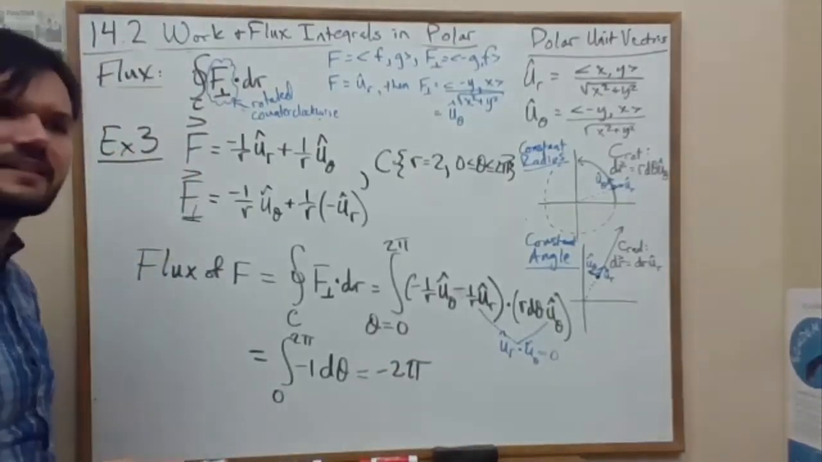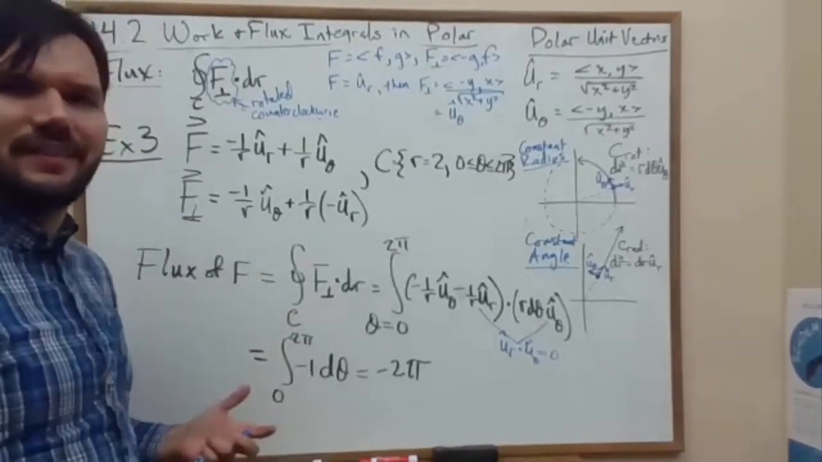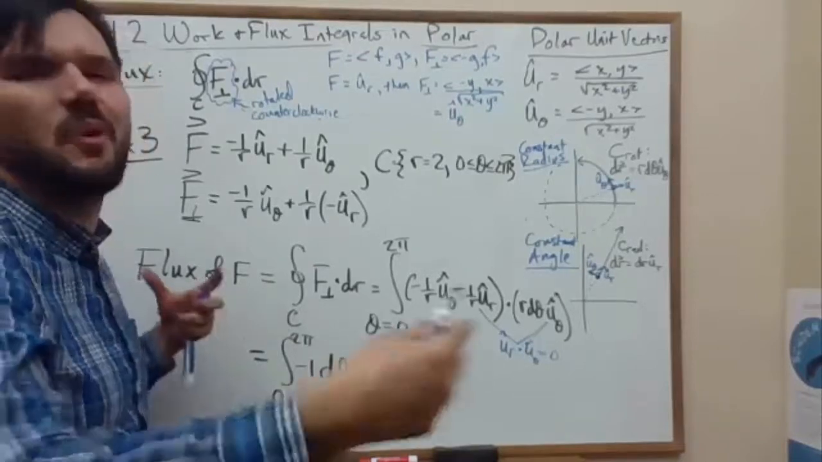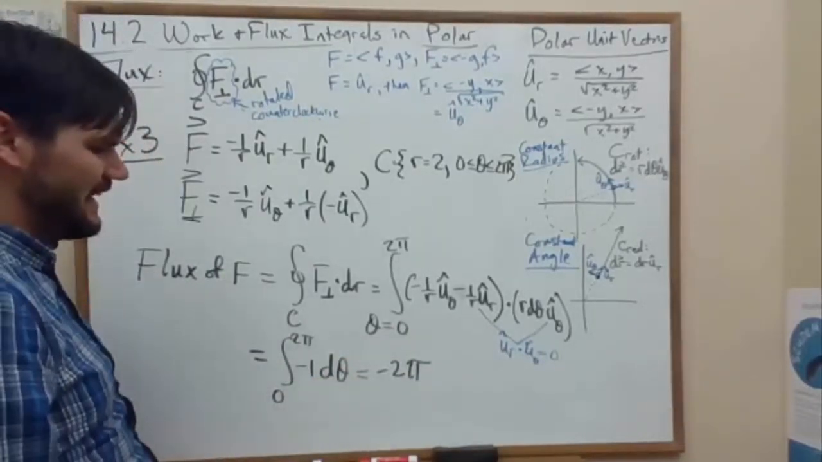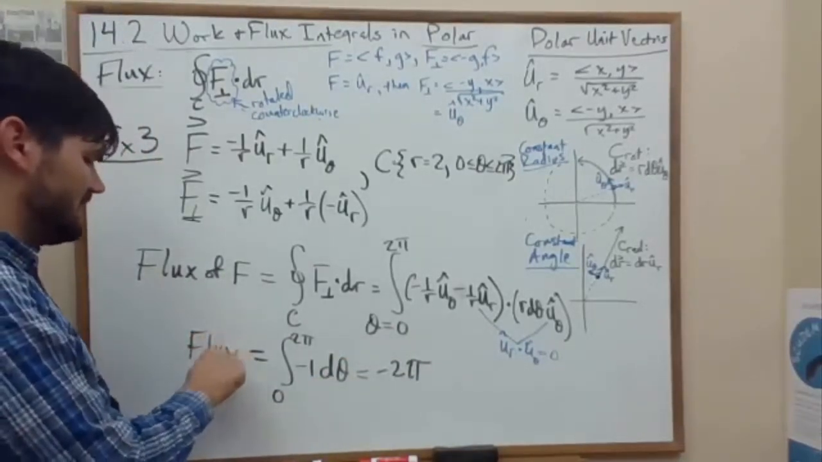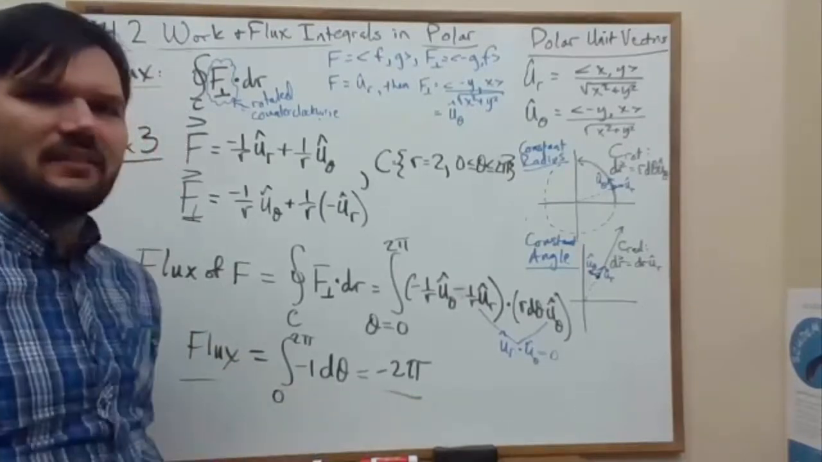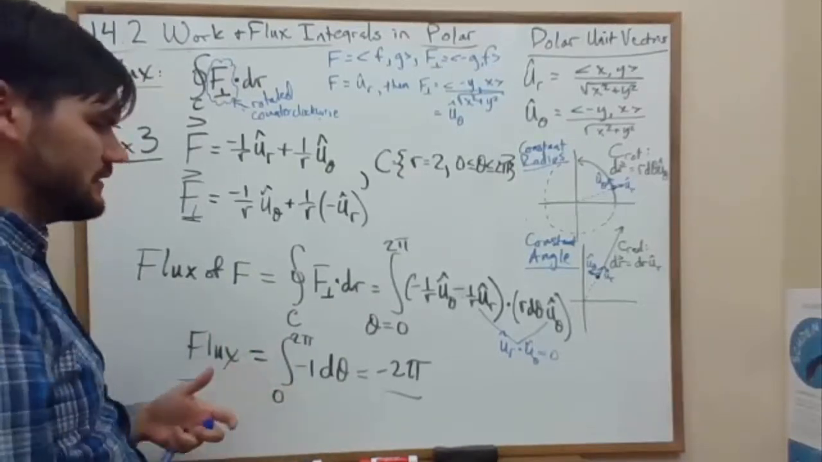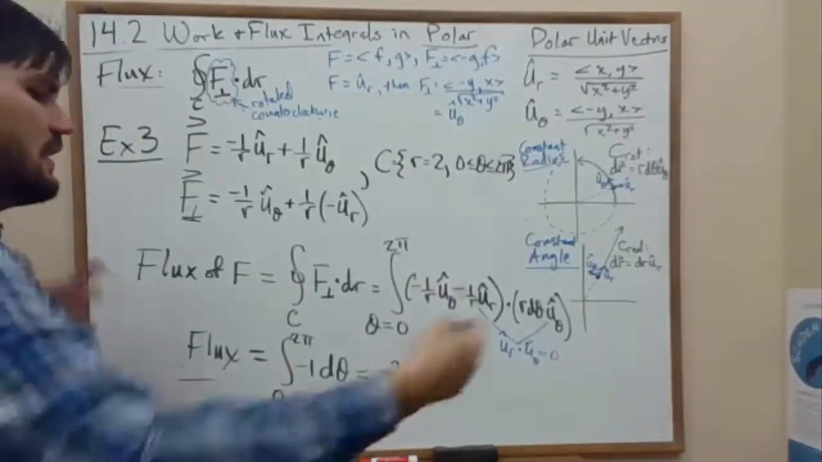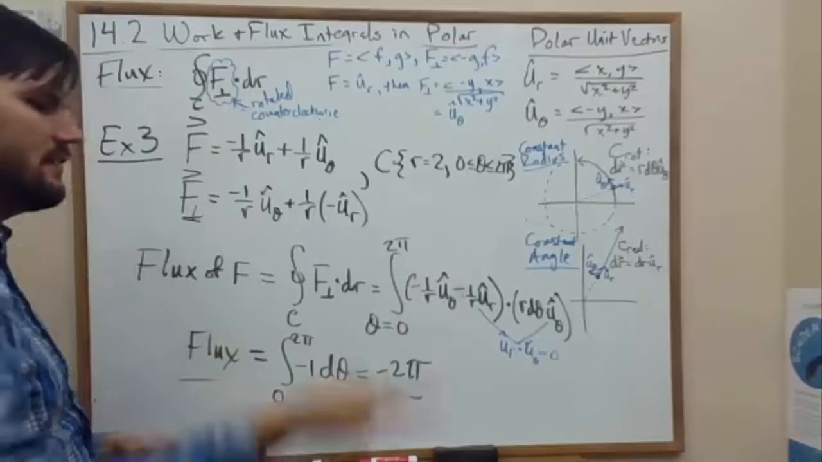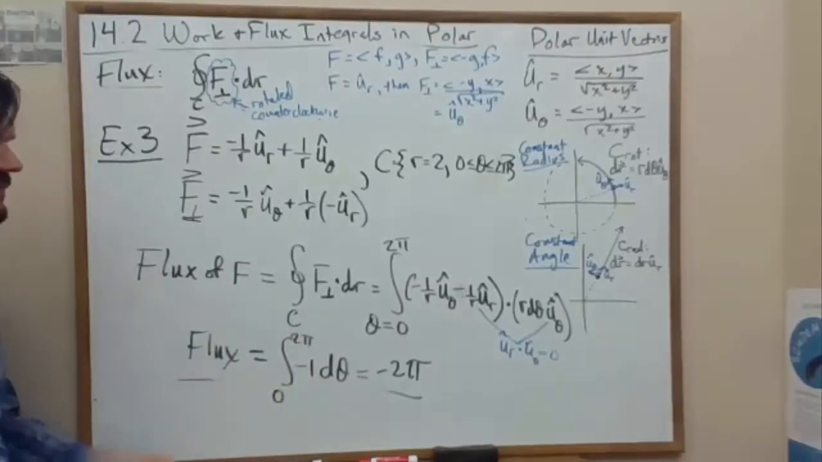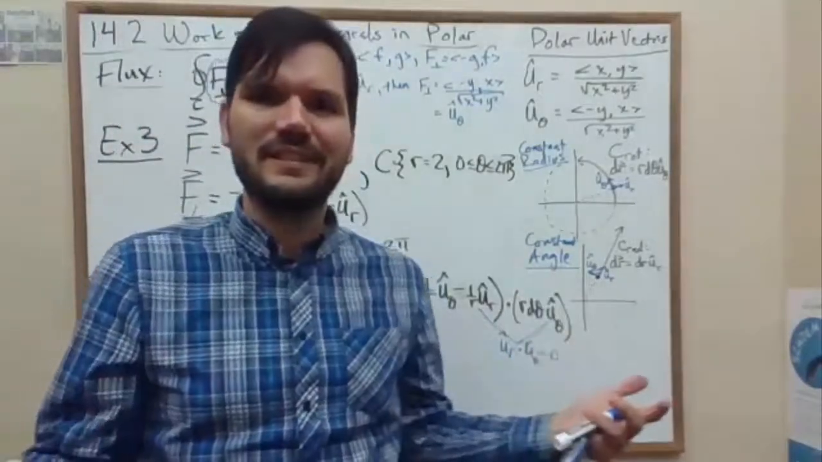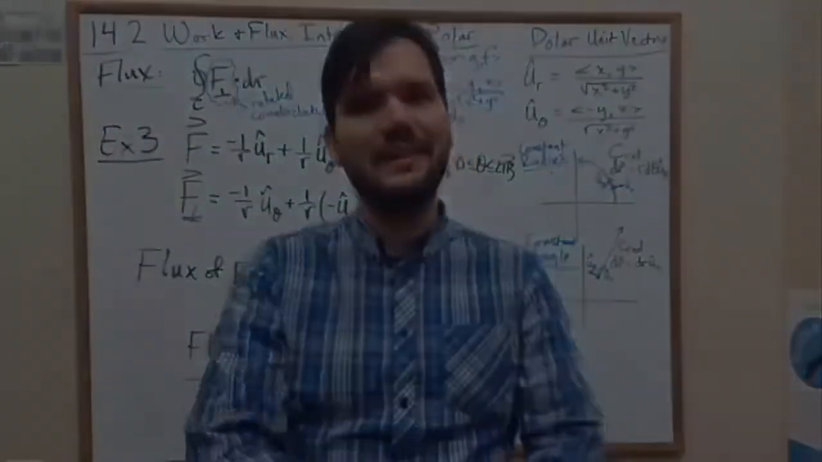So the flux coming out of this typhoon is negative. Why? Because the typhoon is pulling in. It makes sense that the flux is negative because it's pulling in the air molecules all around it. So if you pick a circle around that typhoon, the flux is inward. It is negative all the way around. Okay, that wraps up our work and flux examples in polar.